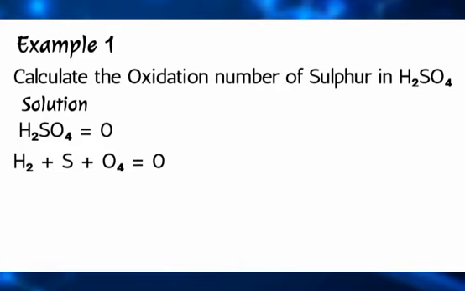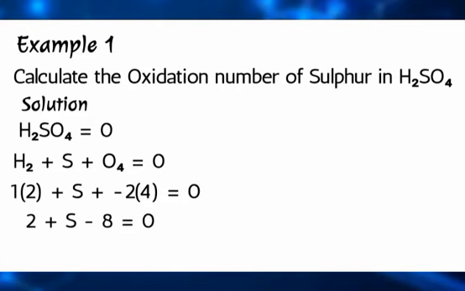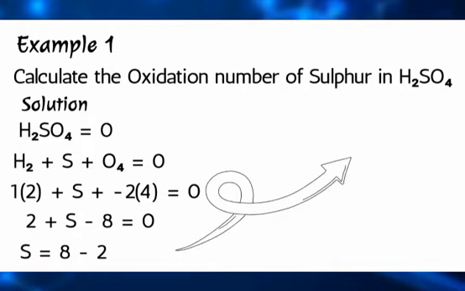Now, the oxidation number of hydrogen is +1, that of oxygen is -2, so you impute it, but don't forget to multiply the oxidation number by the number of atoms present. We have 2 atoms of hydrogen there, we have 4 atoms of oxygen. So going by this, we are going to have 2 plus S minus 8 equals 0. Collecting the like terms, sulfur will be equal to 8 minus 2, and at the end of it all, we are going to have sulfur equal to +6. Hence, the name of the compound is tetraoxosulfate(VI) acid.